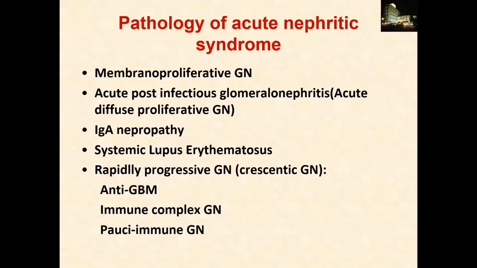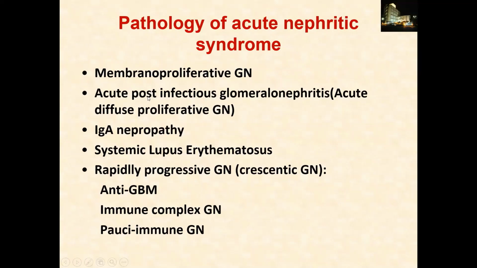Now we'll shift to the pathology of acute nephritic syndrome. Also we have many histological patterns involved in this category. The group to be presented in this lecture includes membranoproliferative glomerulonephritis that could be presented as nephritic and also could be presented in the previous group of nephrotic. So MPGN could be presented with nephrotic or nephritic.